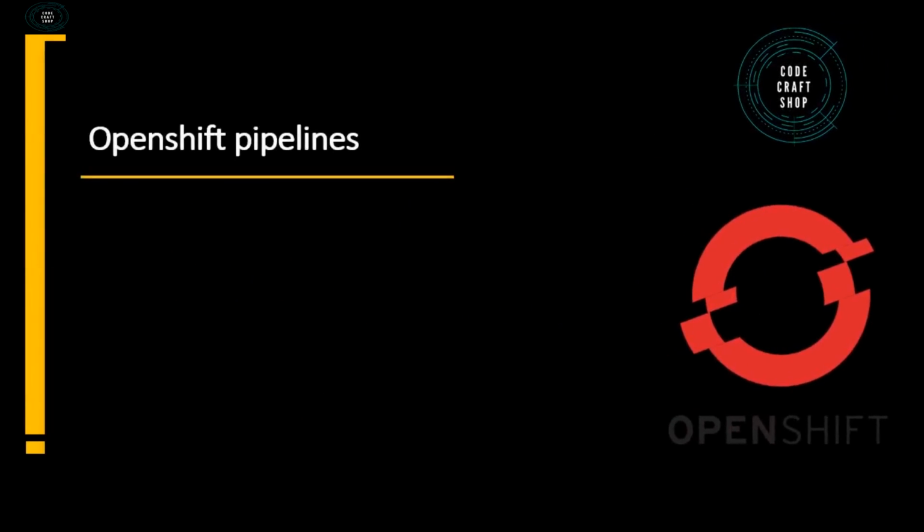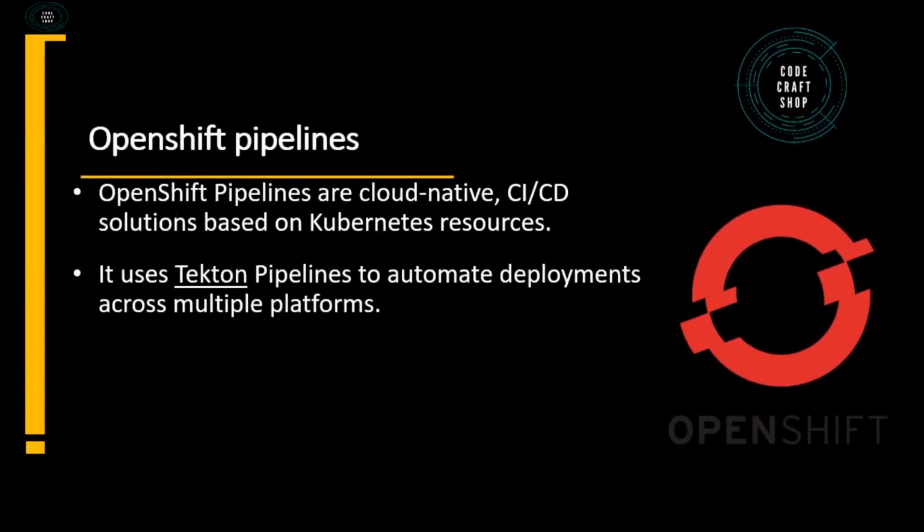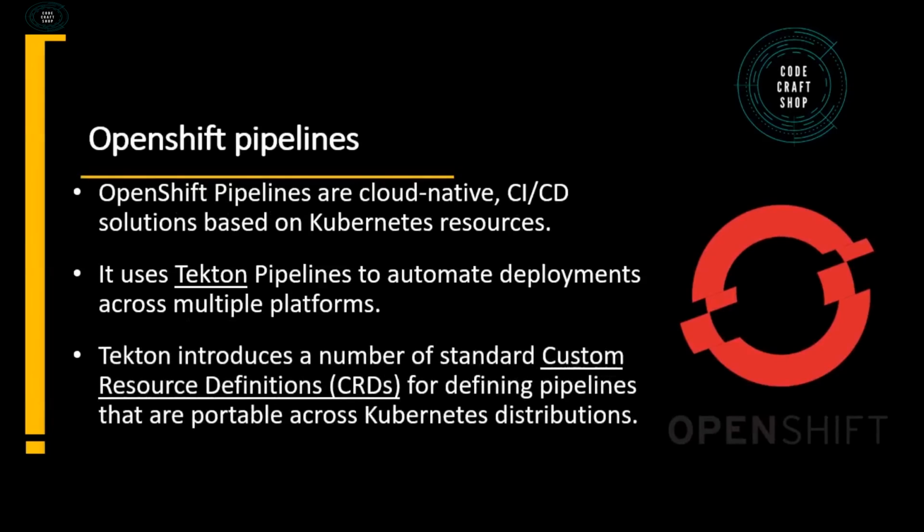So what is OpenShift pipelines? OpenShift pipelines are cloud native CI/CD solutions that are based on Kubernetes resources. It uses Tekton pipelines to automate deployments across multiple platforms. Tekton introduces a number of standard custom resource definitions for defining pipelines that are portable across Kubernetes distributions.